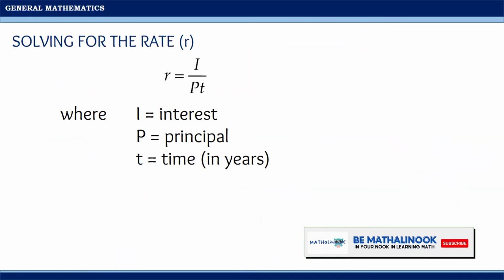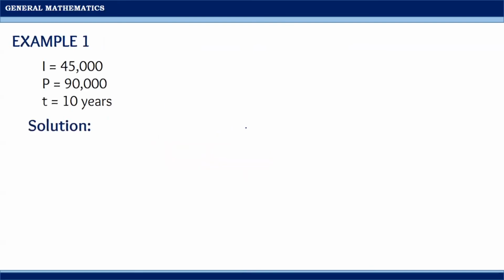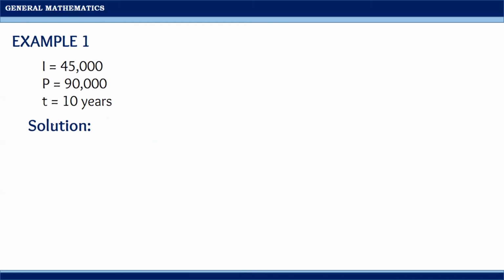This time, let us solve for the rate. To solve for the rate, r is equal to I divided by p times t, wherein I is equal to the interest, p is equal to the principal, and t is equal to time in years. Therefore, to solve for the value of r, we need the interest, the principal, and the time in years. Let us consider this example. Suppose that the interest is equal to 45,000, the principal is equal to 90,000, and the time is equal to 10 years. Let us solve for the value of r.